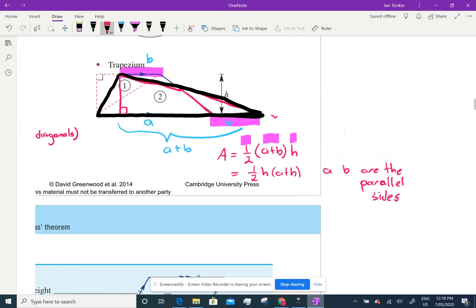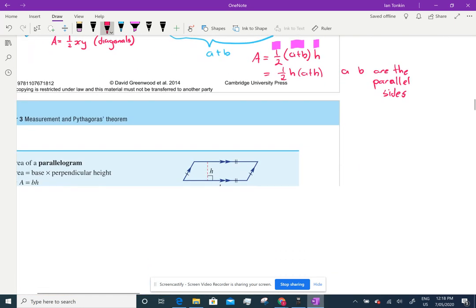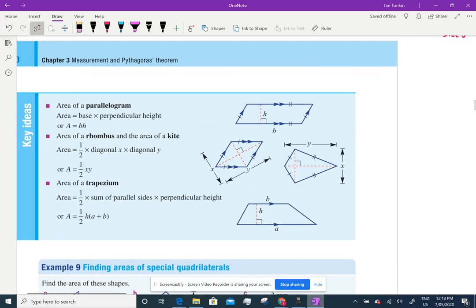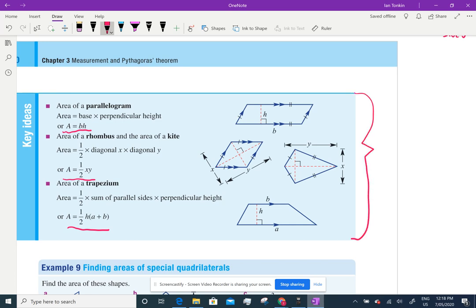So they're your four formulas that you're going to need. And here they are. Make sure you've made some notes. You don't need to know where they come from, but you need to know what each thing represents. So a parallelogram, base times height; rhombus or a kite, half xy; and the trapezium, half times h times a plus b. It's always good to draw a diagram, so I draw a diagram for those notes as well.